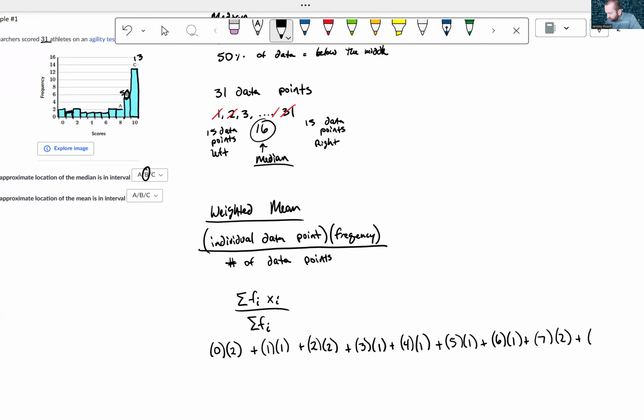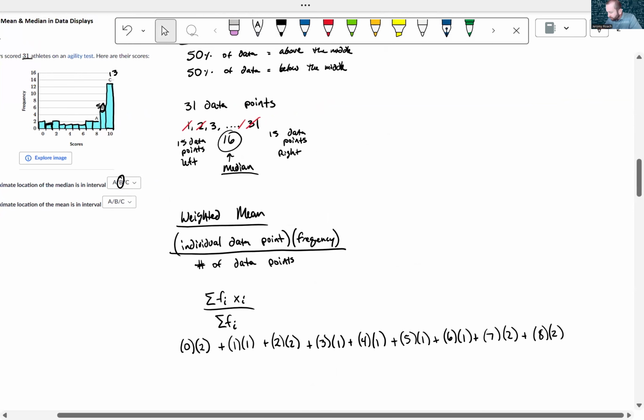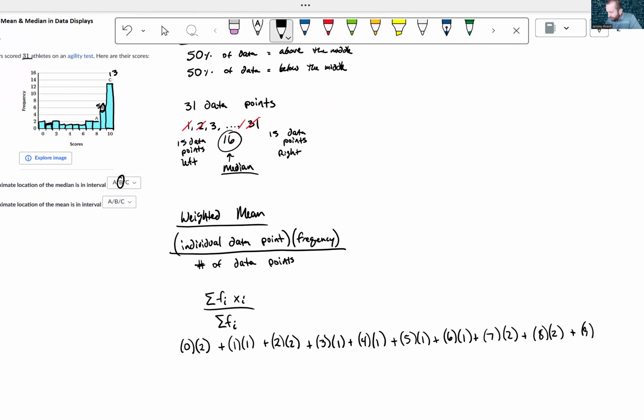For somebody who got an 8, there's 2 people who got an 8. You've got just a couple more to go here. And if it's getting a little small to read, I apologize. I'll try to zoom back in a minute here. And then score of 9. Looks like there were 5 people that got a score of 9. And then finally, there were 13 people who got a score of 10.